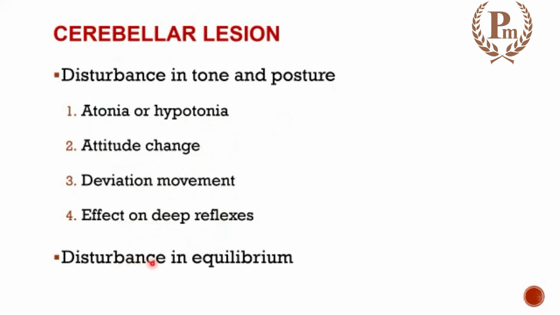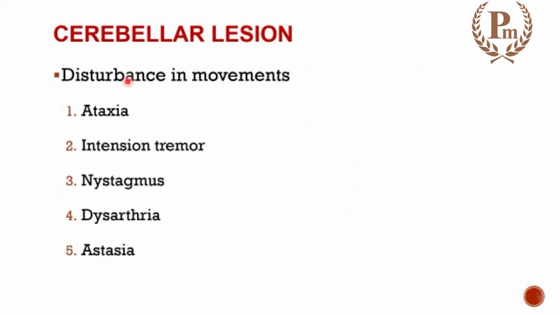With its connection with the vestibular system, it is involved in equilibrium. And we all know that for maintaining balance and equilibrium, we require three inputs. One from the vestibular system, the other from the visual system, and the third one is from your cerebellum. It could cause disturbance in the movements. There is something called ataxia, and we can tell it by Romberg sign.